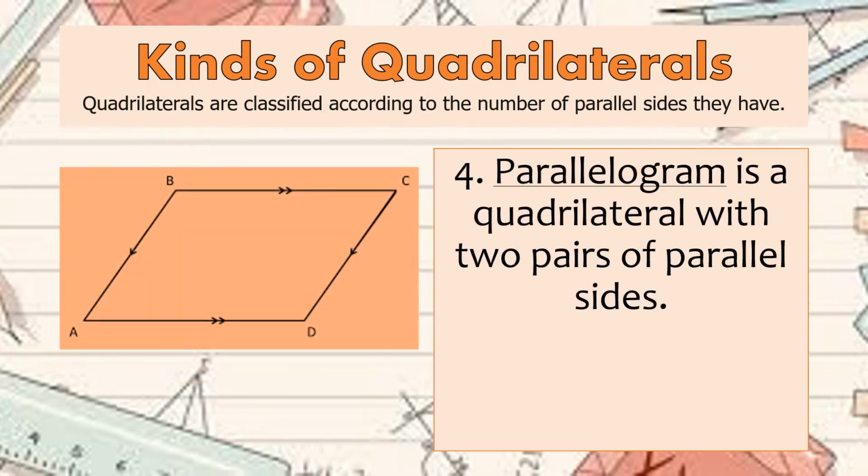The fourth kind of quadrilateral is the parallelogram. It is a quadrilateral with 2 pairs of parallel sides. As you can see on the figure, we have the parallelogram ABCD, wherein BC is parallel with AD. Also, we have AB, which is parallel to CD. So, meaning meron tayong 2 pairs ng parallel sides. At siya ay isang parallelogram.